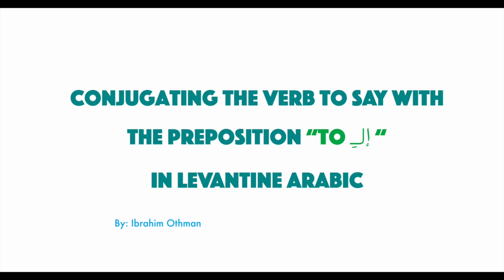In today's tutorial, you'll be learning how to conjugate the verb to say in the present tense with the preposition el, which is shortened from ila or li, depending which one you could go for.